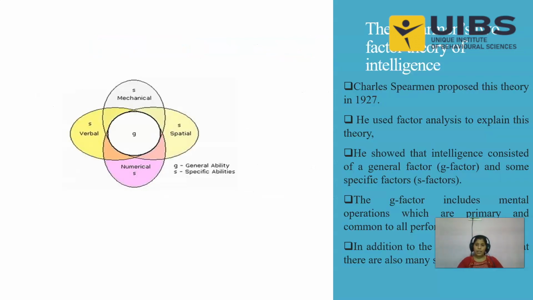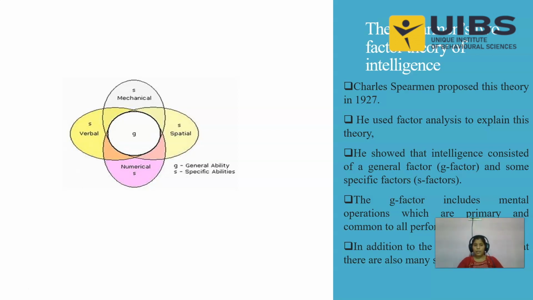The next theory that I will discuss is Spearman's two-factor theory of intelligence. This theory was given by Spearman in 1927. Spearman used factor analysis to explain this theory. According to Spearman, there are two factors in intelligence. The first one is general ability and second one is specific ability. General factors are the general ability which is common and which is present in all kinds of mental activities. And specific factors are specific abilities which are present for the particular specific ability.